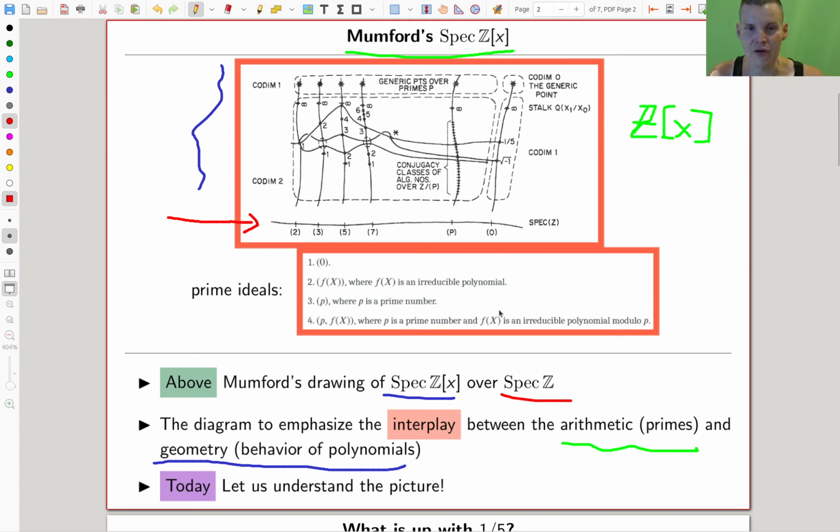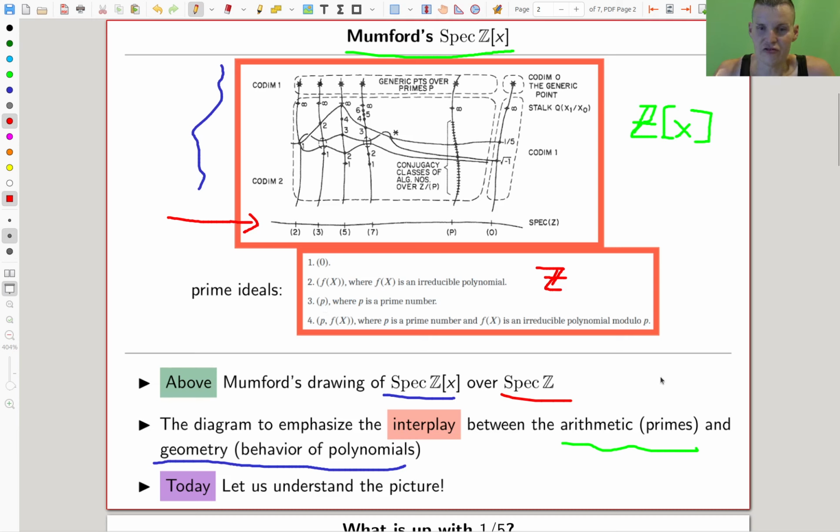So just as a reminder, this picture should show the prime ideals in Spec ZX. And what are the prime ideals? They come in four different flavors. There is the zero ideal, because zero is always special, right? So the zero ideal is a prime ideal, fine. And then there are the (f(x)) ideals, where f is an irreducible polynomial over Z, so integer coefficients. This is where the geometry comes in, the irreducible polynomials. And then the primes, which is where the arithmetic comes in, right? The prime ideals just given by the primes.